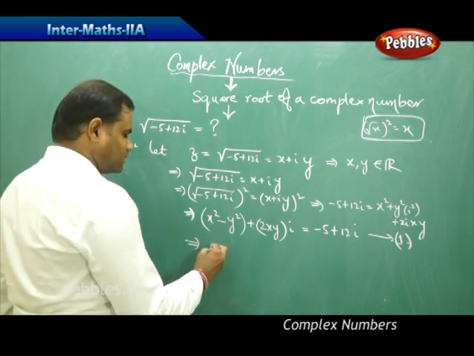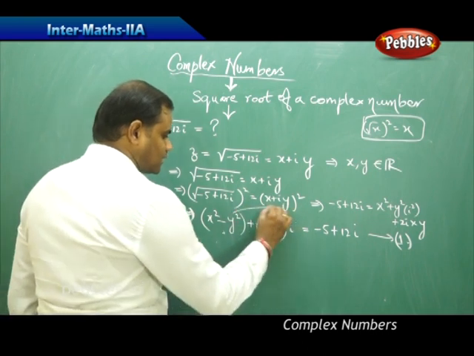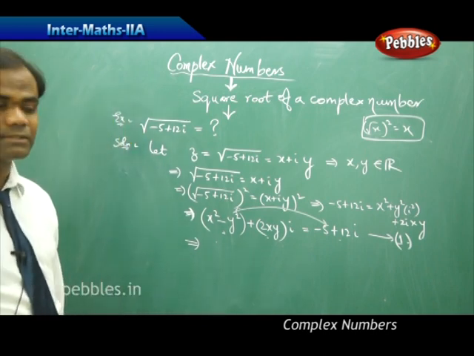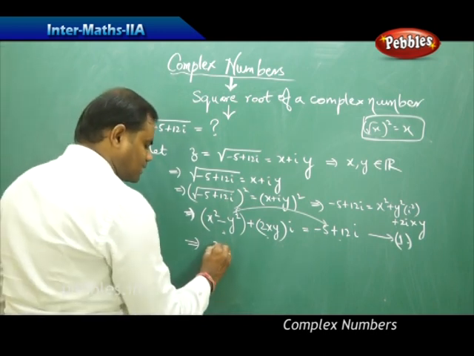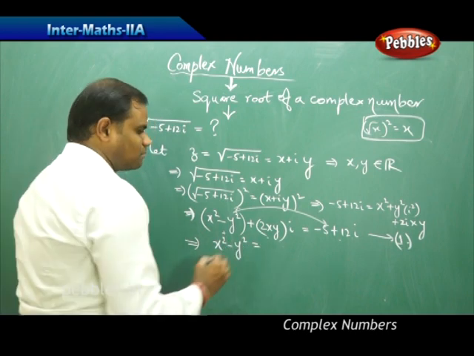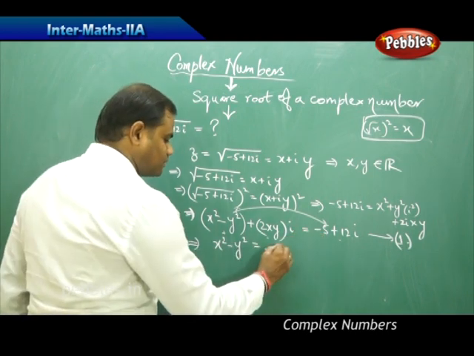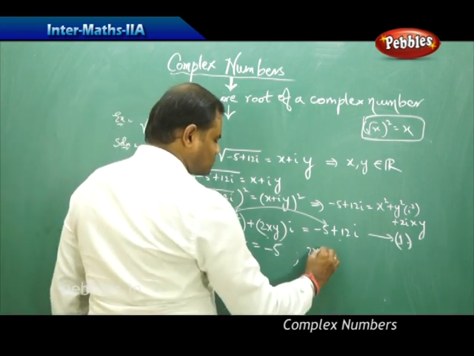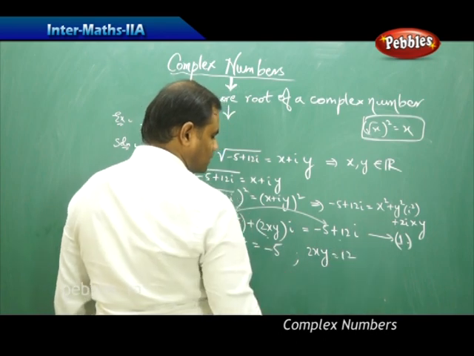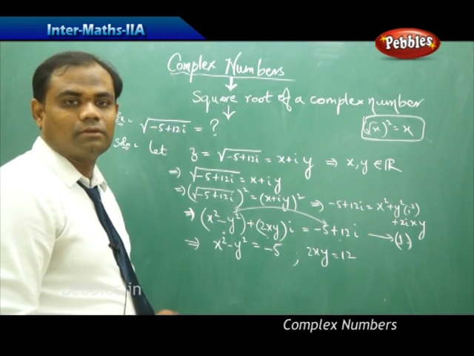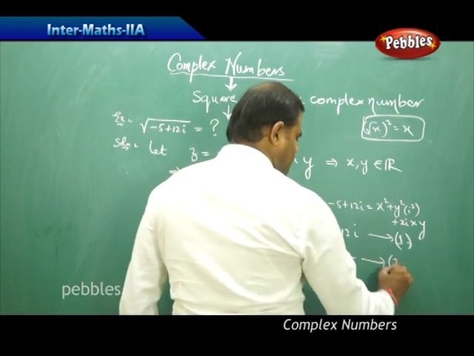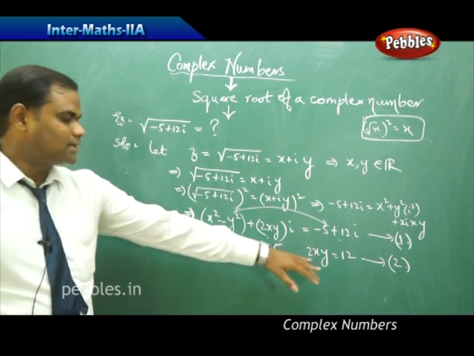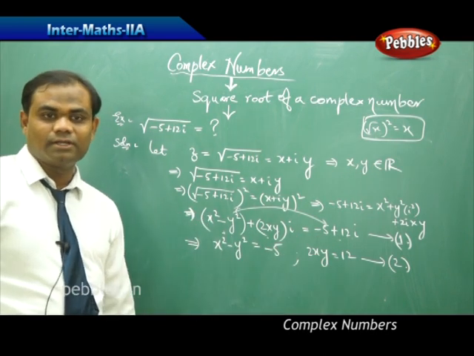Now since these two complex numbers are equal, their real and imaginary parts must be equal. That implies the real parts, which are this and this, and the imaginary parts, which are this and this, must be equal for two complex numbers. So the real part on the left hand side is x² - y², which must be equal to the real part on the right hand side, which is -5. My imaginary part on the left hand side is 2xy, and here it is 12, which are equal on both sides, which I take as equation 2.